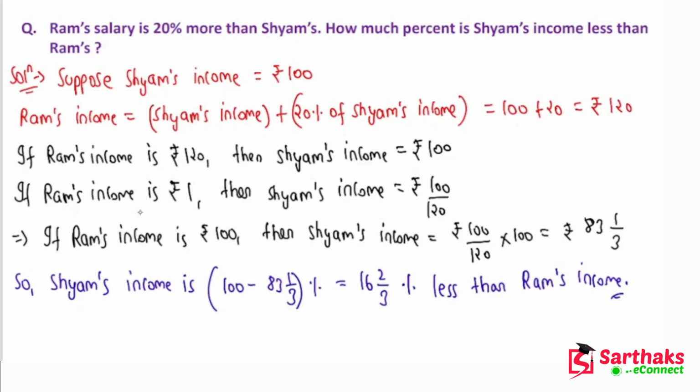So you should always try these type of questions, and this is the unitary method. Okay, so 120 corresponds to 100 and 1 corresponds to this. So you can learn this method using the chocolate method. Okay, let us move on to the next question and try to solve it.